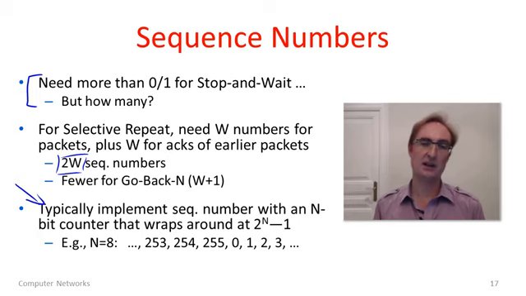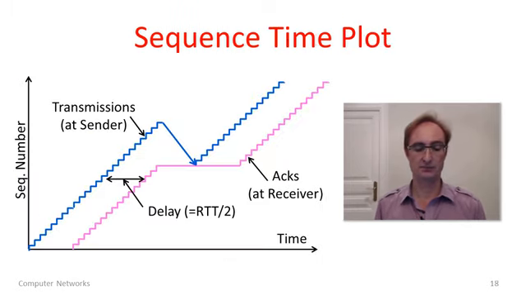So for instance, an 8-bit counter might count up to 253, 254, 255. That's the highest number you can represent with 8 bits, and then it will wrap and go down to 0, 1, 2, 3 again, and so forth. So it's a modulo counter. As long as we have enough bits to cover the range here, we'll be fine with our sequence numbers.